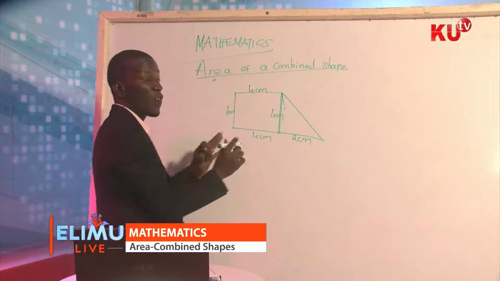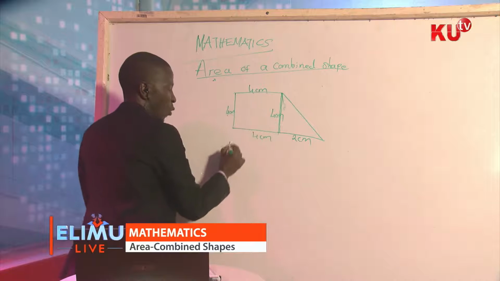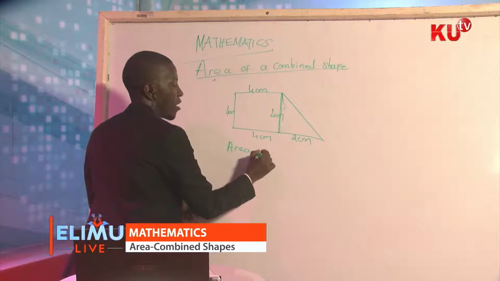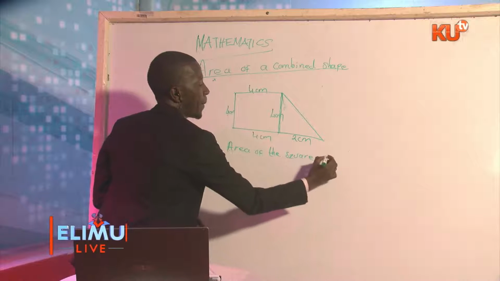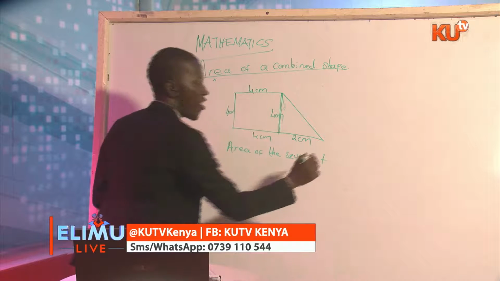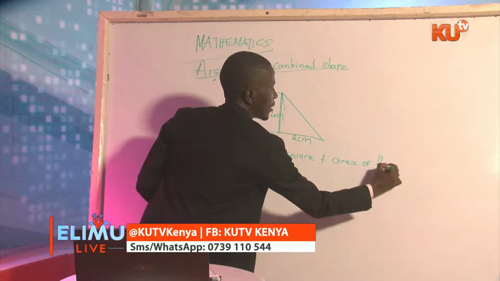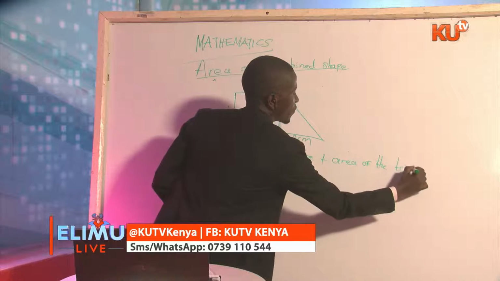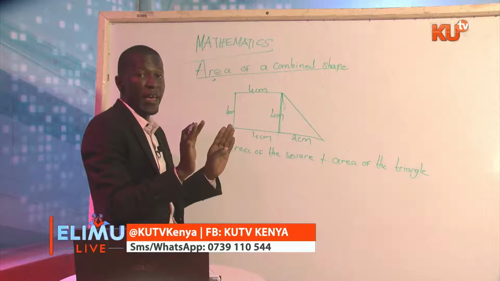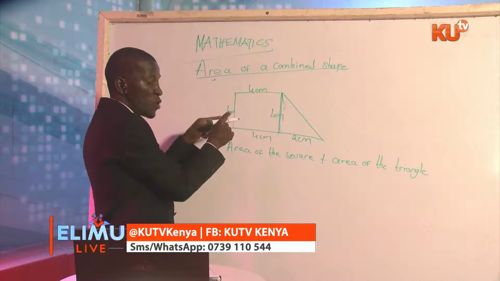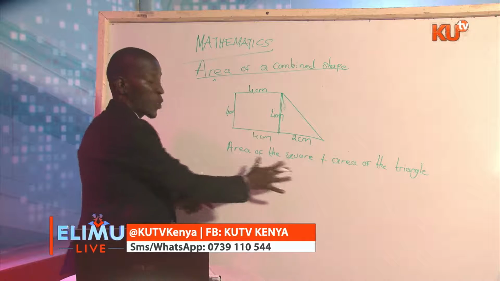And we say the area of a combined shape is equal to the area of the square plus the area of the triangle. So that is the formula for finding the area of the combined shape, which I have given you here on the board. So we shall look at the area of the square.